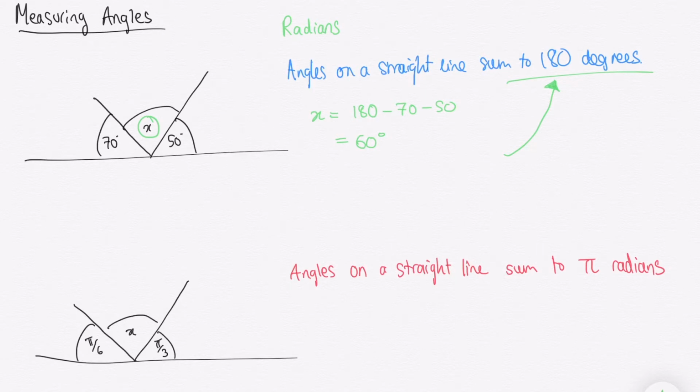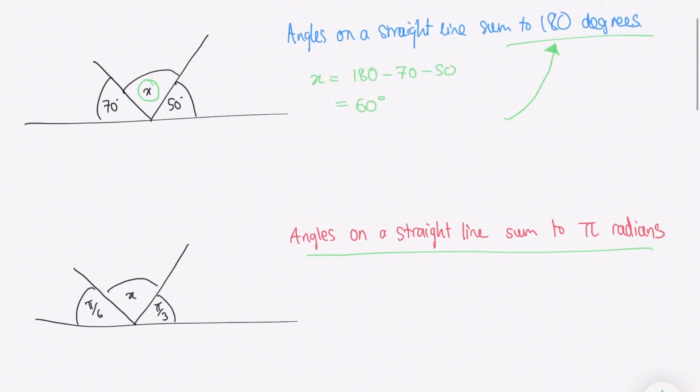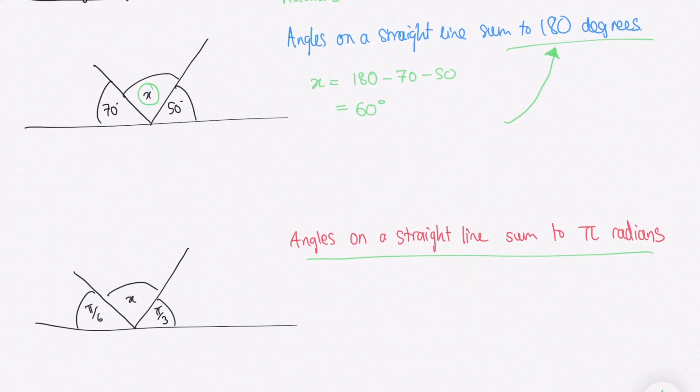We could have said that the angles on a straight line sum to pi, and that's exactly what we're doing with radians. So radians is an idea if we measure the angle by saying that the angles on a straight line sum to pi radians. So again, I want you to pause your video and now, using the fact that the angles on a straight line sum to pi radians, find the value of x here.